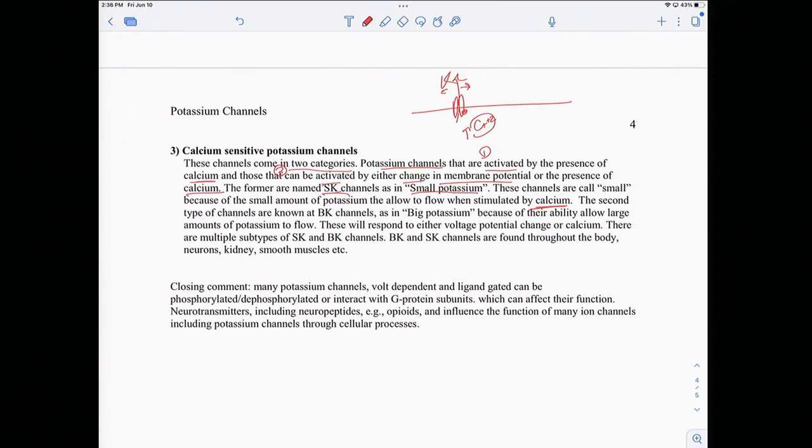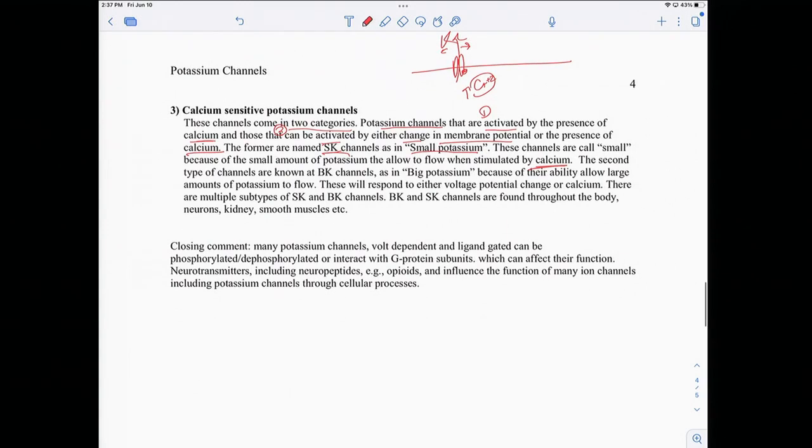Again, many subtypes of SK channels. Then you have the second type of channel, which can either open when calcium binds to it, or when you have a depolarizing event in the membrane itself. These are also called BK, as in big potassium. So called big potassium because they're really good at opening up and allowing lots and lots of potassium to efflux out of the cell. So those are called the BK channels. They'll again either respond to voltage potential change or calcium binding to it. Again, as I said, multiple types of SK and BK channels.